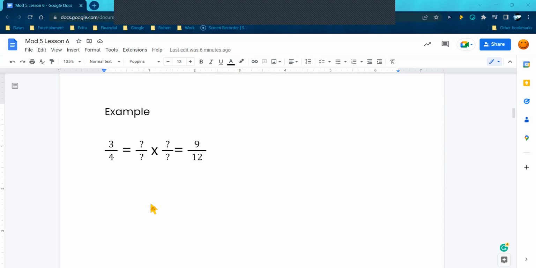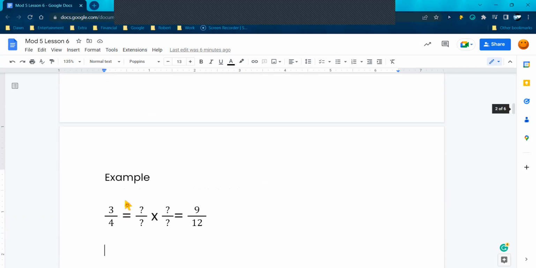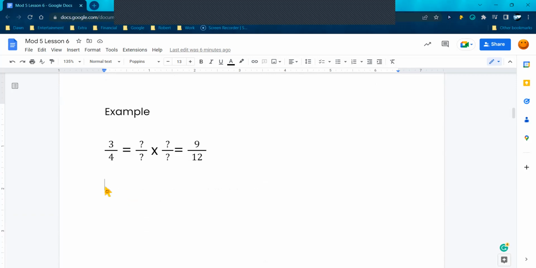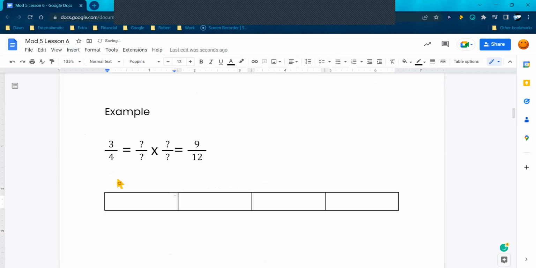So let's go look at our example. We have 3/4 equals some fraction times some fraction equals 9/4. So remember step 1, below the fraction, insert a table. I'm going to put a cursor below this fraction sentence, hit insert, and hit table. My denominator was 4. Did you see that? 4. And my numerator is 3.